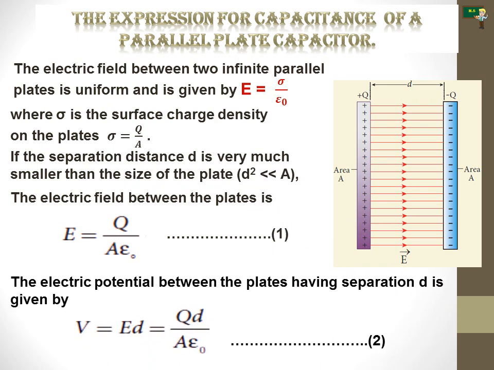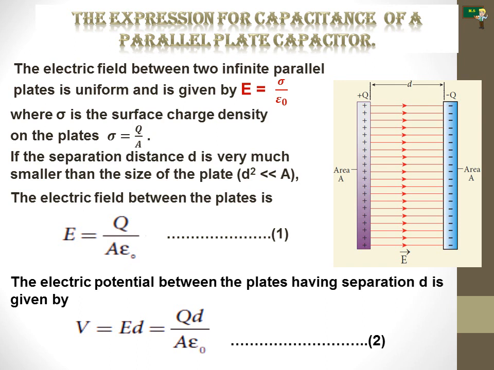The electric potential between the plates having a separation d is given by V equal to E d, equal to Q d divided by A epsilon naught. This is the second equation.